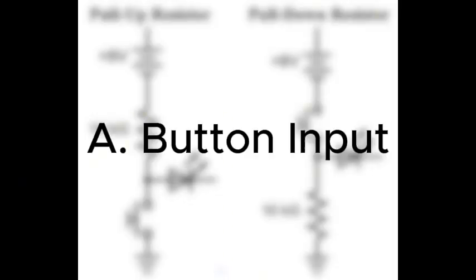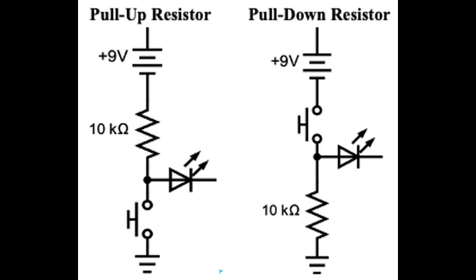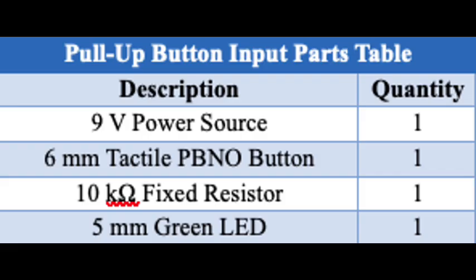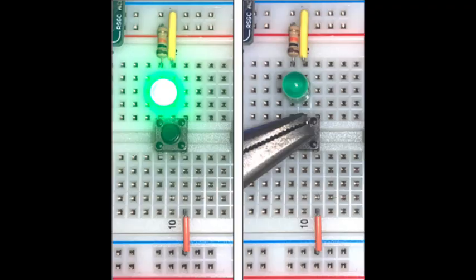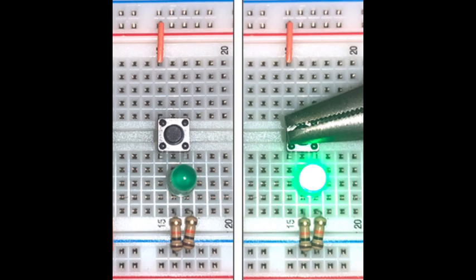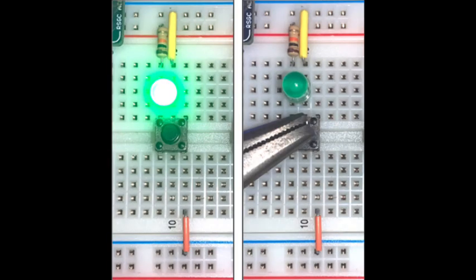The button input provides power to the next stage in the circuit, the NAND gate oscillator, and serves as the input to start the counting sequence in the final counting circuit. The button input is made of the parts listed on screen. The pull-up resistor keeps the LED high at rest, and pressing the button pulls it low. The pull-down resistor keeps the LED low at rest, and pressing the button pulls it high. The counting circuit uses the pull-up resistor configuration.